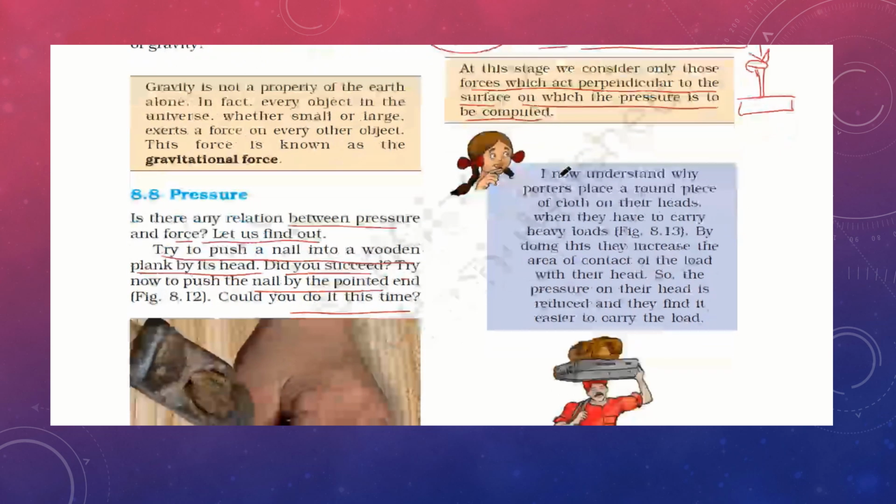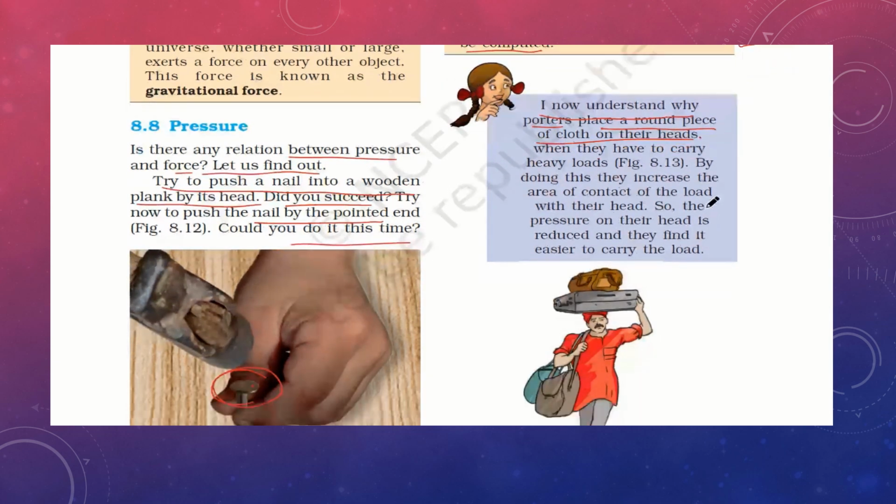Here she is saying that I now understand why porters place a round piece of cloth on their heads. You have seen at railway stations that porters use a round piece of cloth on their heads when they have to carry heavy loads. By doing this, they increase the area of contact of the load on their head. So the pressure on their head is reduced and they find it easier to carry the load.